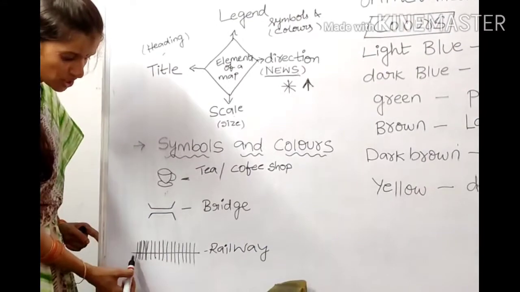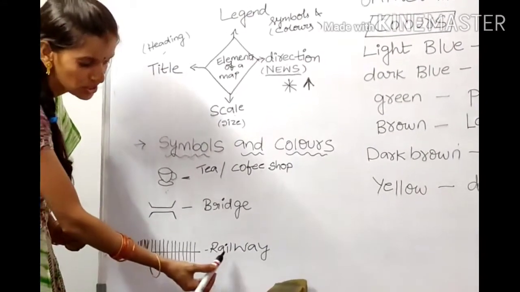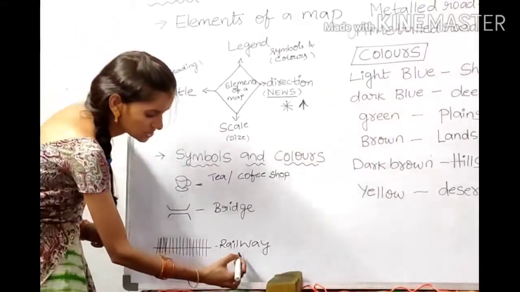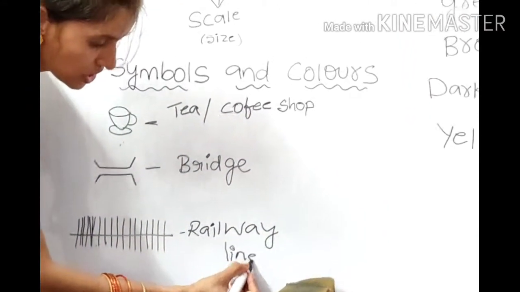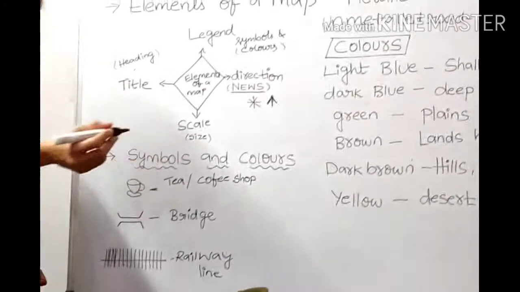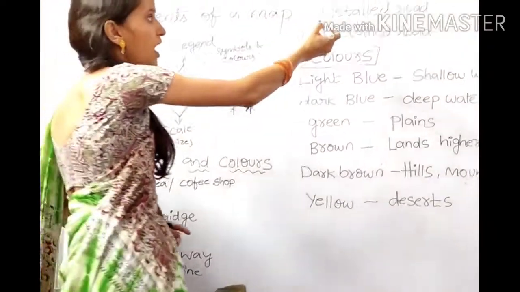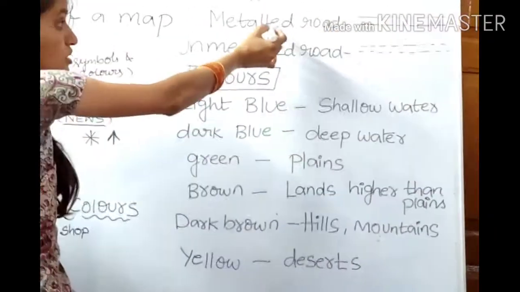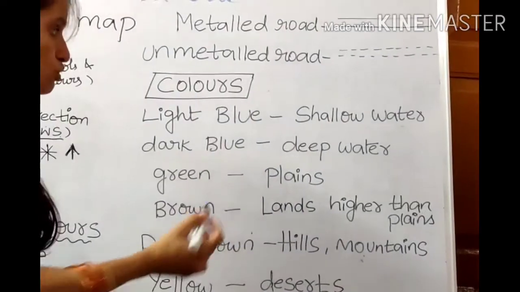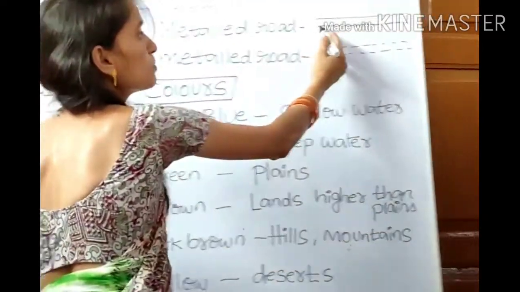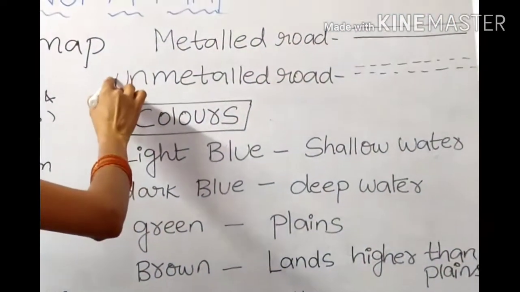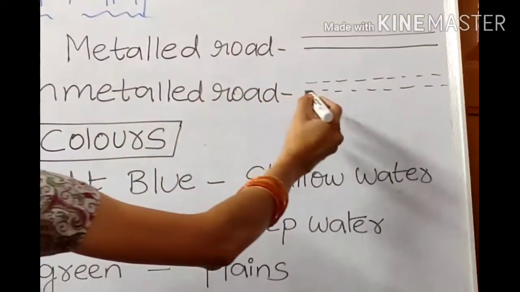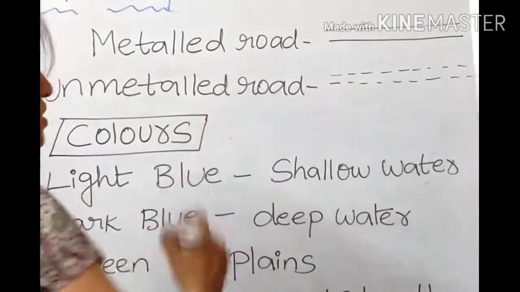And if it is drawn like this, what is it? It is a railway line. So you should imagine that there is a railway line there on the given map. And here, the metalled road. For a metalled road, the symbol will be drawn like this, 2 lines. And for an unmetalled road, the symbol is this.